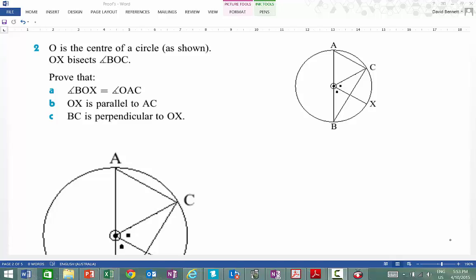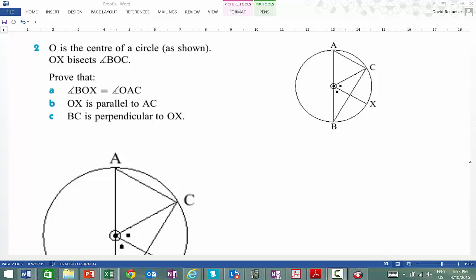G'day guys, we're going to do some more proofs, and this time we're going to use some circle concepts. Alright, so the first question here is: O is the centre of the circle as shown. OX bisects angle BOC, so that's given in the diagram there. Prove that angles BOX and OAC are in fact equal, those two angles.